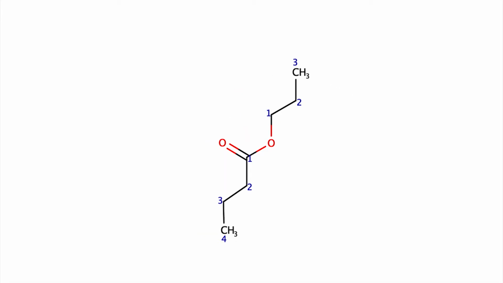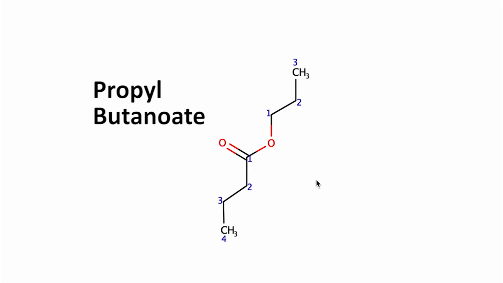Okay, next we're going to be naming the alkane group that is on this side of the ester, and since it only has 4 carbons, we're going to call it butane. Now the full name of the ester is not going to be propyl butane, but instead it's going to be propyl, space, and then we're going to take butane, drop the E and add an OATE. So it would be propyl butanoate.